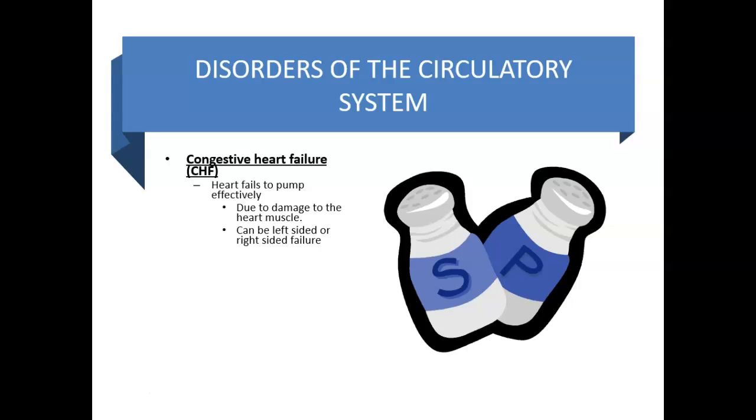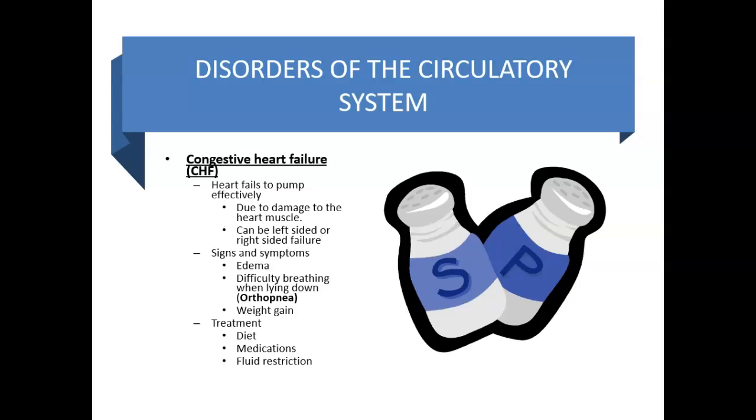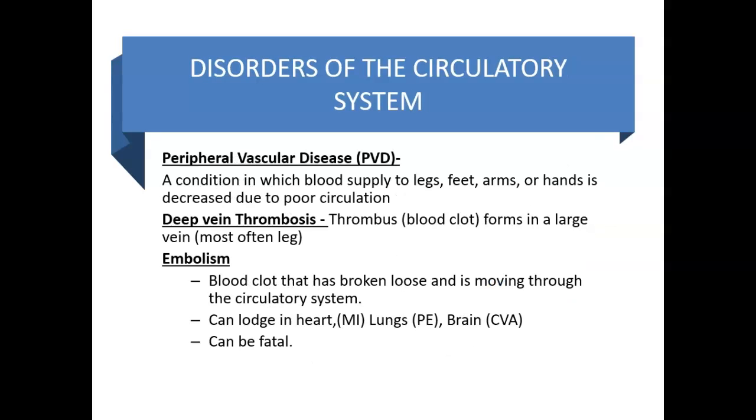Congestive heart failure, CHF, is where the heart fails to pump effectively due to damage of the heart muscle. It can be on the left side or it can be on the right side. Signs and symptoms: swelling or edema, difficulty breathing when lying down, which is called orthopnea, and weight gain, because the body is not able to pump the fluids efficiently, so they build up in the body. Treatment is diet, medications, and some fluid restrictions.